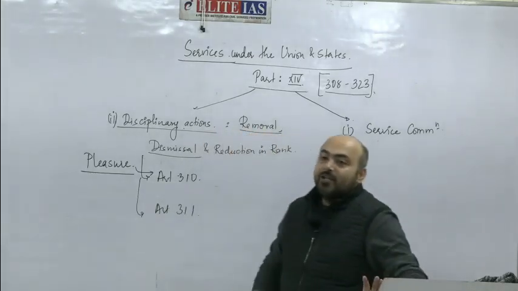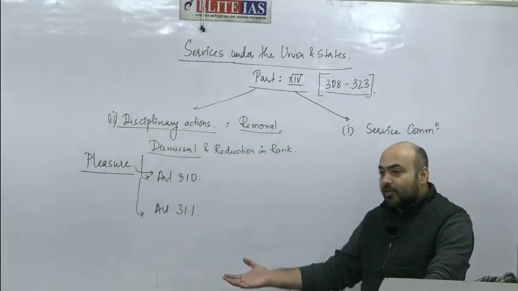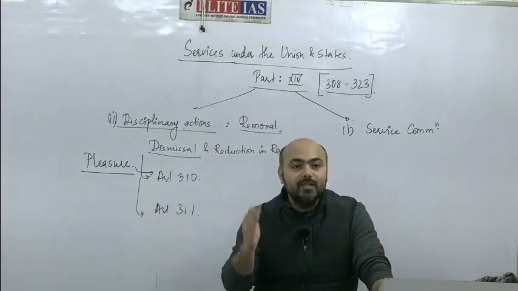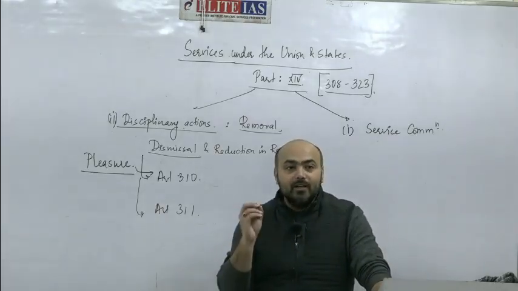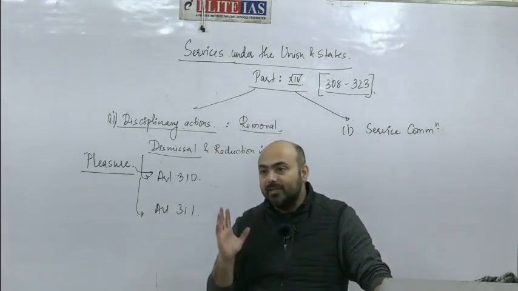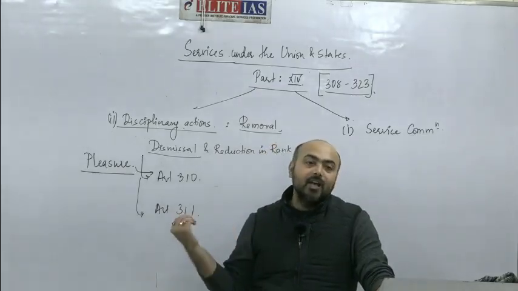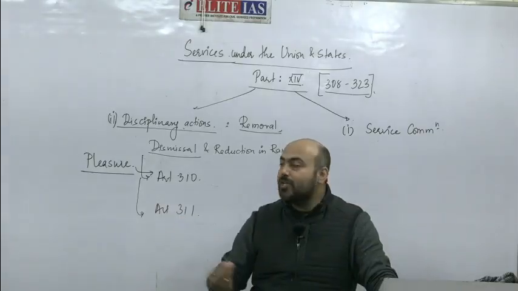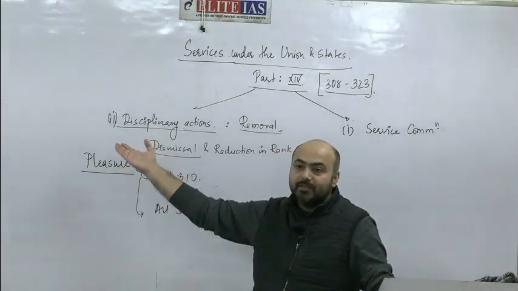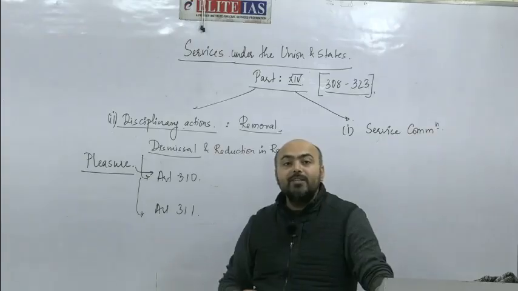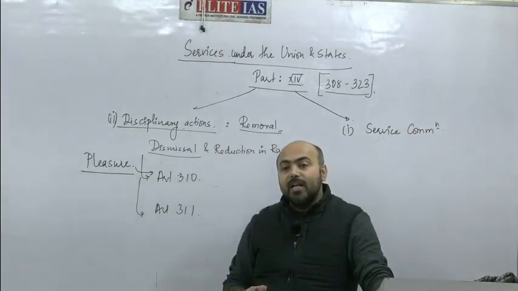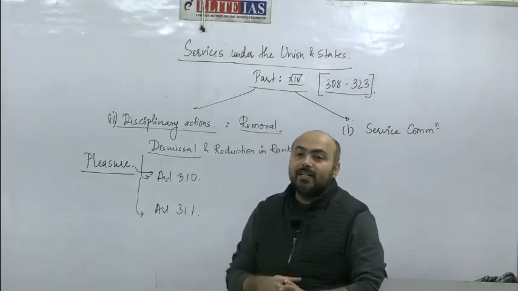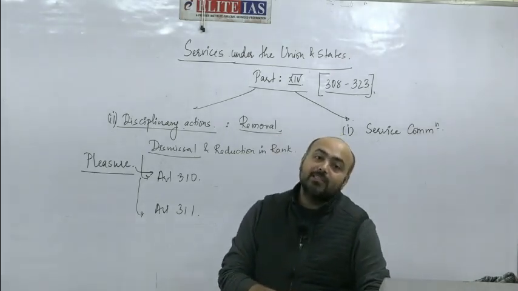But we still continue with Article 311 of the Constitution, which says that only the appointing authority has the right to remove, dismiss or reduce the rank of a civil servant. Clear? This is Article 310 and Article 311 of the Constitution, which deals with disciplinary proceedings. It is because of Article 311 that members of All India services, this is a problem for the states.